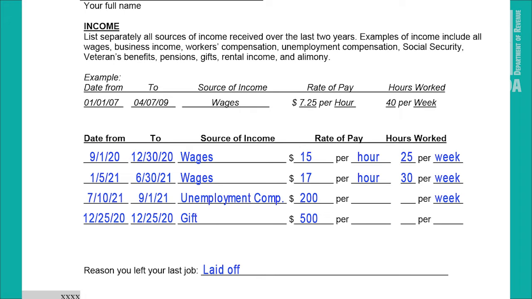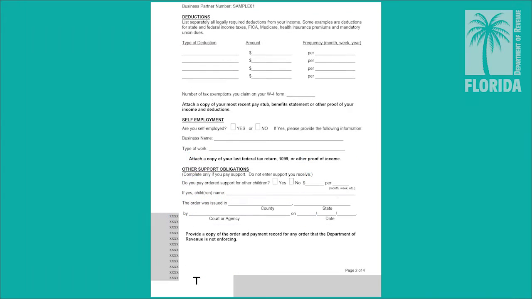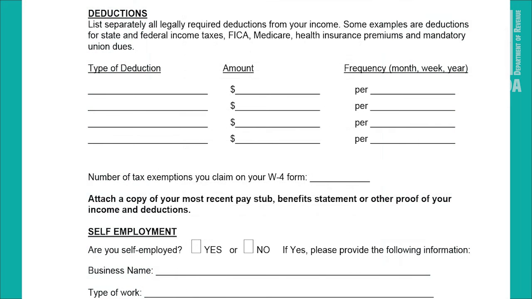Now, let's move to the deduction section. In this section, list all legally required deductions from your paycheck. This may include state and federal taxes, Federal Insurance Contributions Act or FICA taxes, Medicare, health insurance premiums, and/or mandatory union dues. You may want to refer to your pay stubs or W-2 form for this information. Write the type of deduction and the amount and frequency of the deduction.